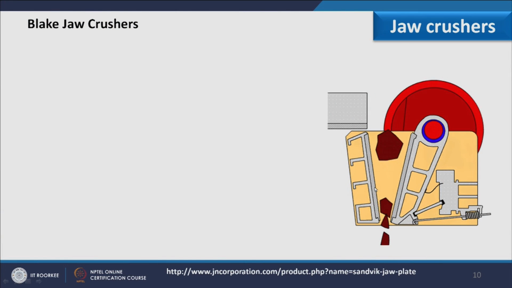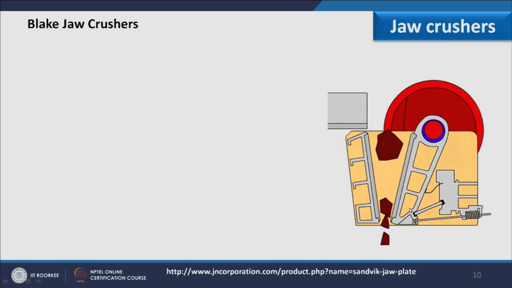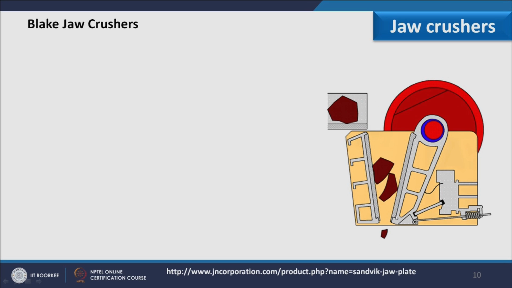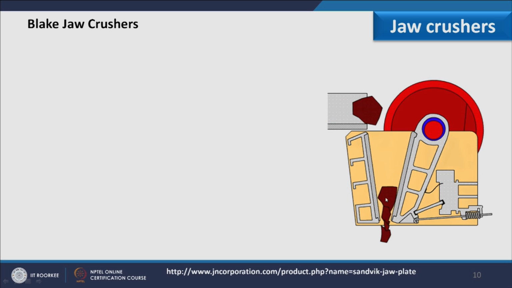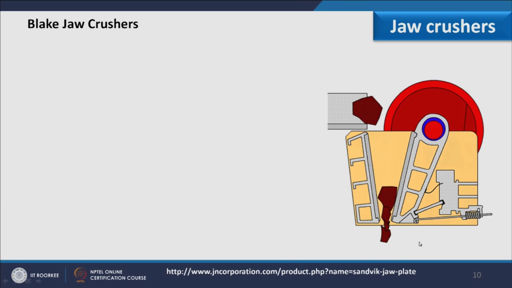So, Blake jaw crusher, here I have shown the animation of this. Here you can see the material comes in between and continuously it compresses the material between this fixed jaw as well as this movable jaw, and then the material is reduced in size. Now, what happens due to this toggle, it moves forward as well as backward, and due to this eccentric it moves up and down, that you can very well see from this animation, and more you can study in this link.